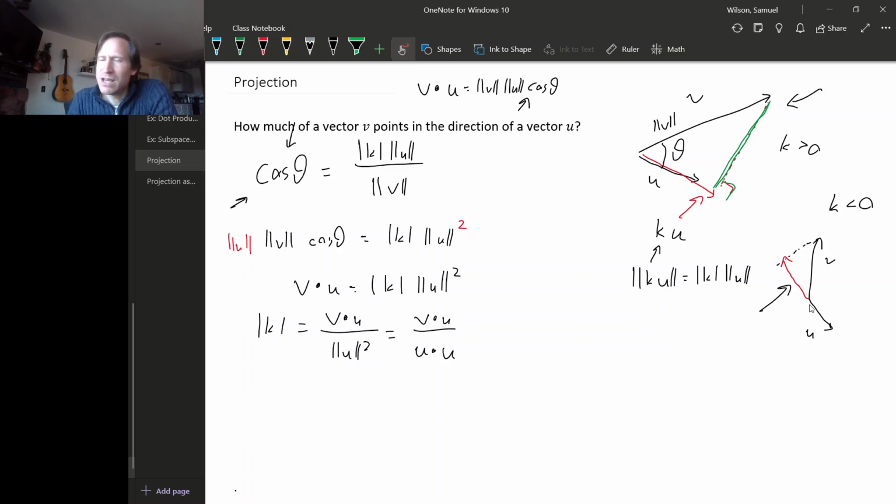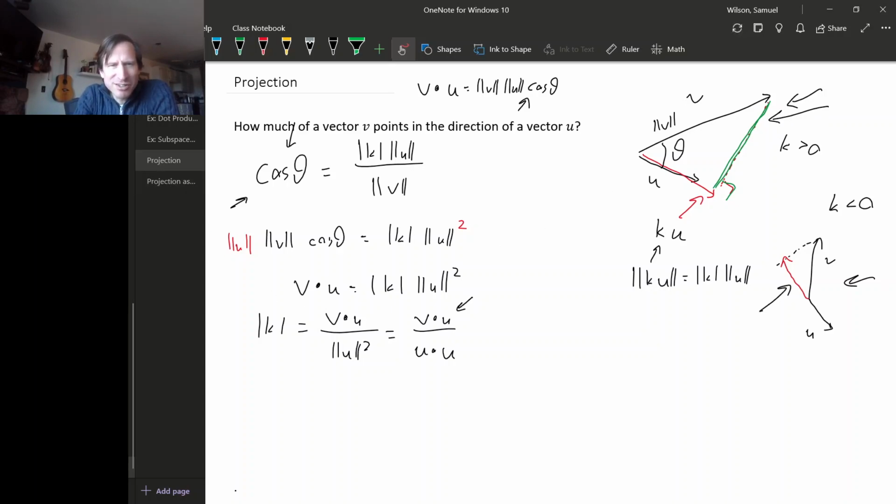But if we had a negative scalar multiple, that means this v is pointing generally away from u, and the fact that we get a negative is actually coming from the dot product. This dot product v dot u will be negative if this is the geometric situation, and this dot product will be positive if we're in the first situation.